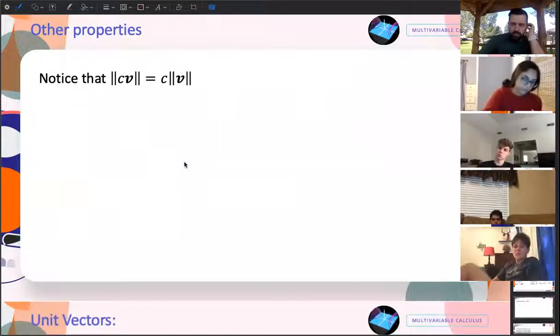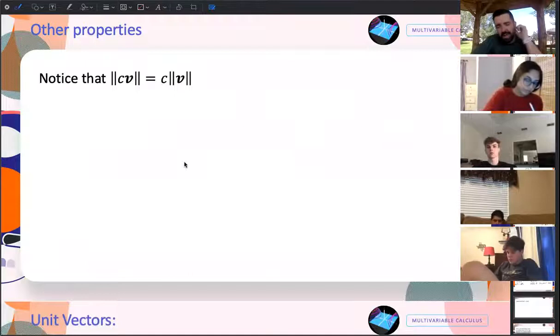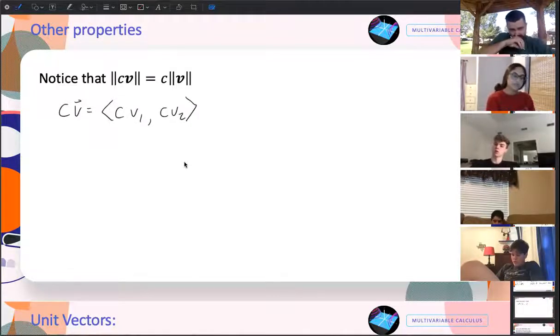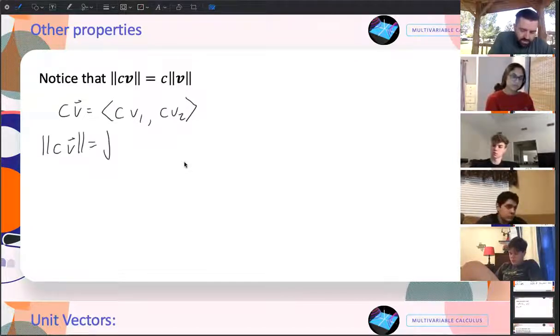Okay, so we don't do a ton of proofs in here, but I'll sometimes show some proofs. Some of the homework has them, the tests never have them, but sometimes I do them just to show why something is true instead of just memorizing it. So notice cv would be c v1 and then c v2. And so we want to find the magnitude of that. Remember that we take the square root of the squares added together, so we do the Pythagorean theorem.